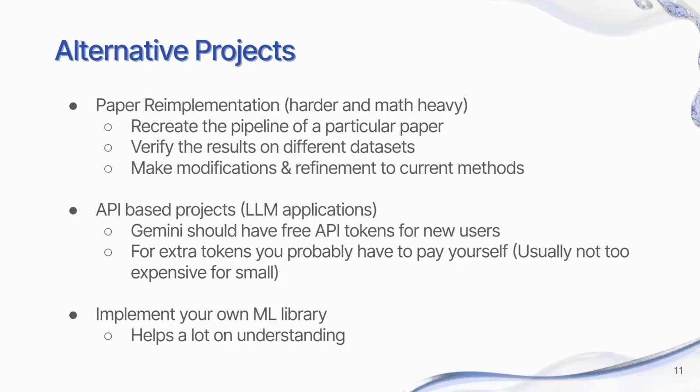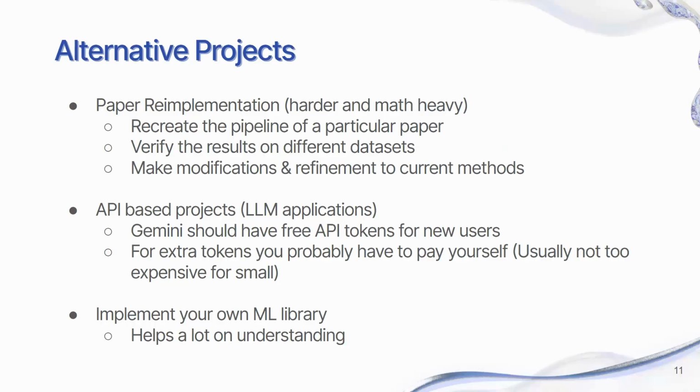And in terms of tokens, I think Google Cloud will provide you some free credits if you're a new user registering an account. So that should be sufficient for the project, to be honest. But if you need extra tokens, you'll probably have to buy them on your own. It's not really expensive, so unless you're running very large scale projects, it should be doable.